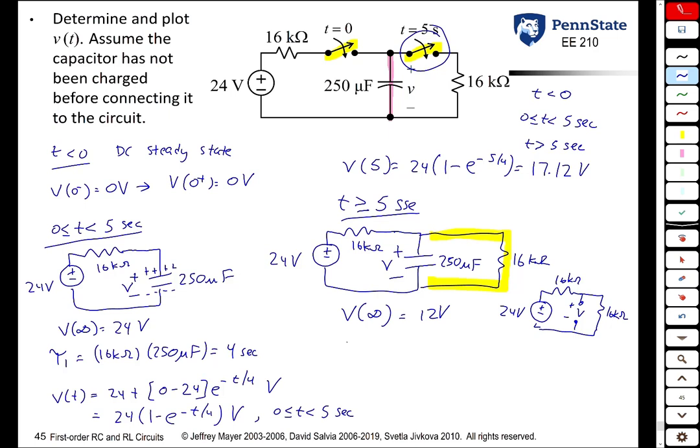Our new time constant we get from finding the Thevenin resistance as seen by the capacitor in this situation. Now that we have two resistors here, if you look at the resistance as seen by the capacitor, we now have these two 16 kilo-ohm resistors in parallel. So our new time constant, I will call it tau 2, is now going to be 8 kilo-ohms times 250 microfarad, or 2 seconds.